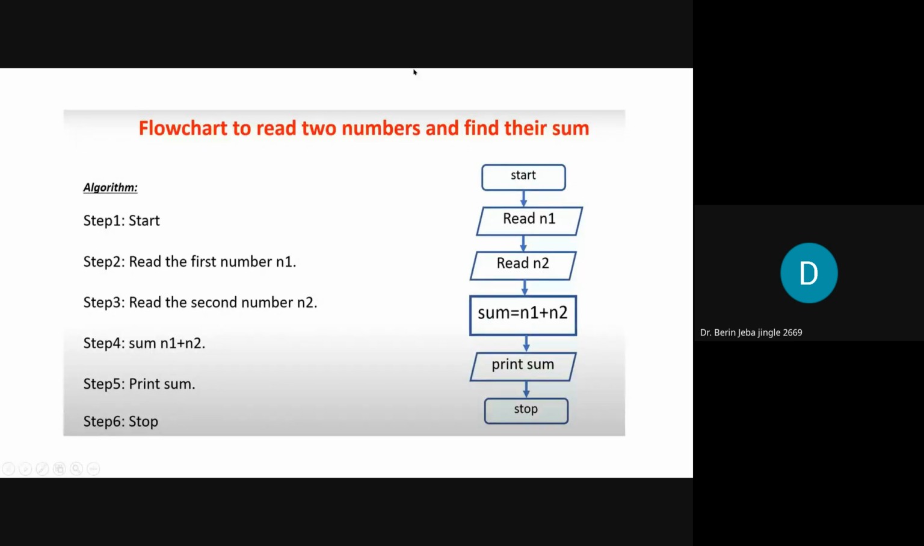Here, when we see the flowchart, start is represented using this symbol. Read n1 and read n2 are given inside the parallelogram symbol. Then the process, sum is equal to n1 plus n2, is given inside the rectangular box symbol, and print sum. So input and output statements are given inside the parallelogram. Read is the input statement, print is the output statement.